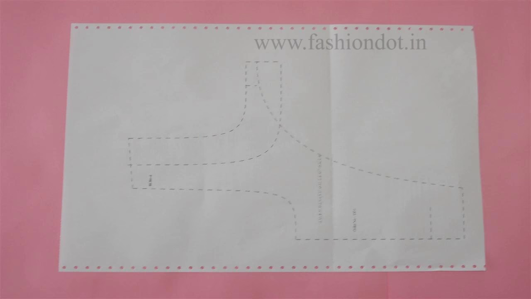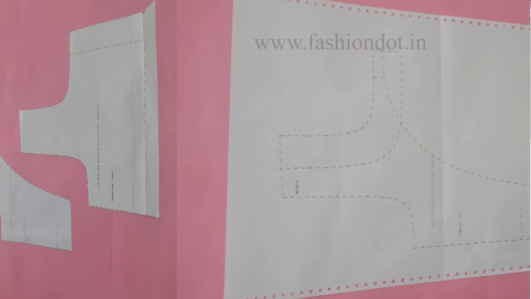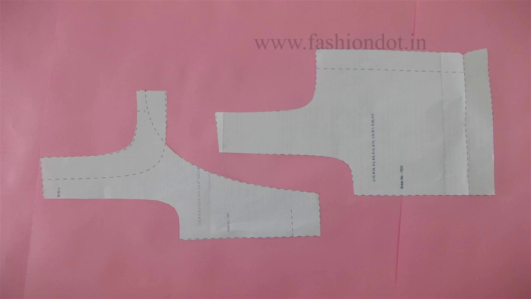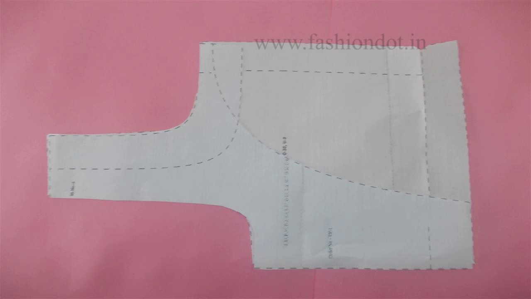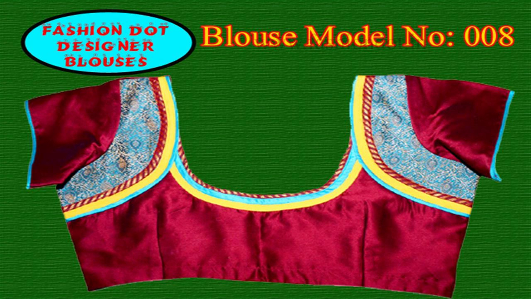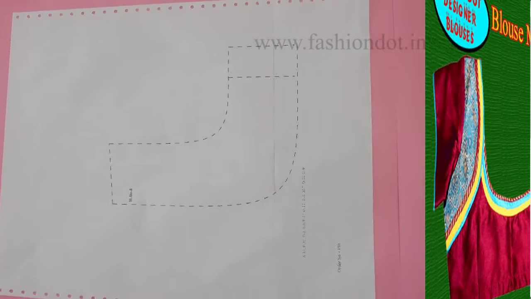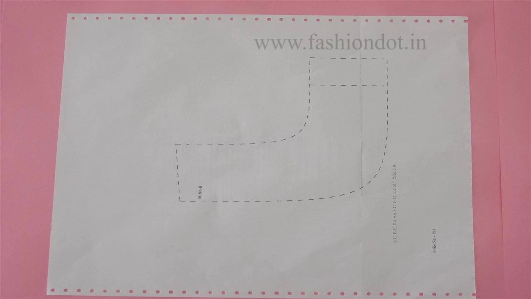This is the printout for this model. By clicking this option, you will get the printout. The training video for stitching this model is available in the software or as separate training videos. Now placing the design in that model. This is the model blouse. Each model will be calculated according to the customer's measurements. Now this is the model number 8 armhole side pattern.